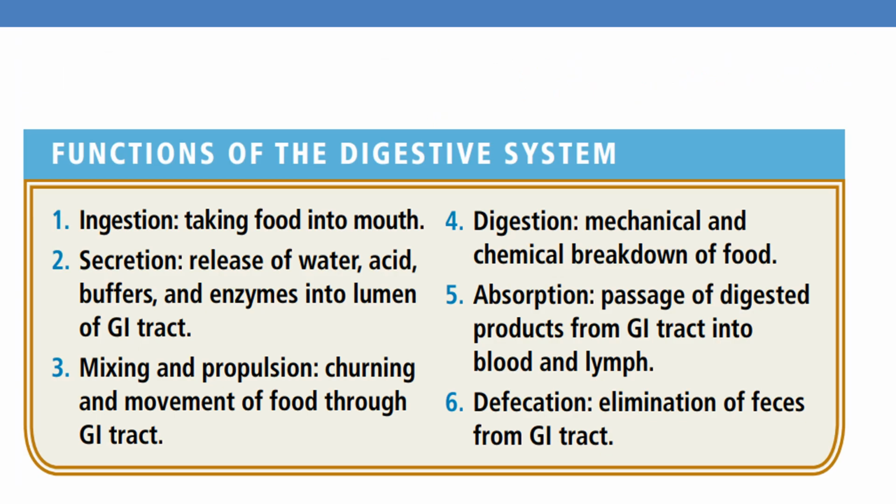Now coming to the functions of digestive system. Overall functions. The first one is ingestion, that is taking of food into mouth. The next is secretion. Release of water, acid, buffers and enzymes into lumen of GI tract. Mixing and propulsion, that is churning and movement of food through the GI tract. The fourth function is digestion, that is mechanical and chemical breakdown of food. Next is absorption, that is the passage of digested products from GI tract into blood and lymph. And finally, defecation, that is nothing but elimination of feces from GI tract. These are the functions of the digestive tract or digestive system.